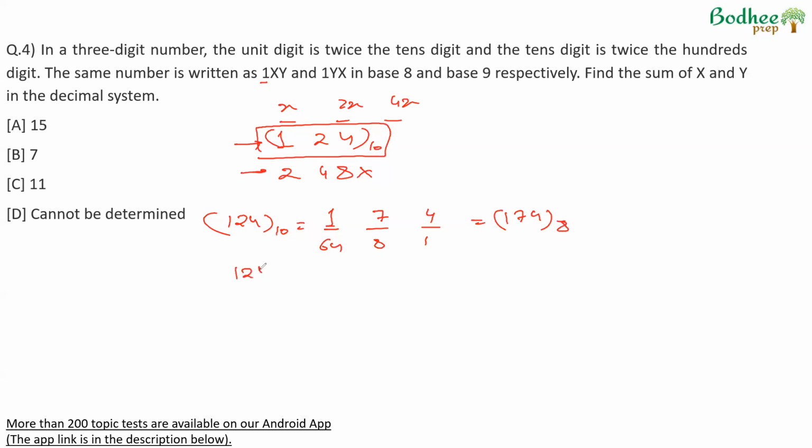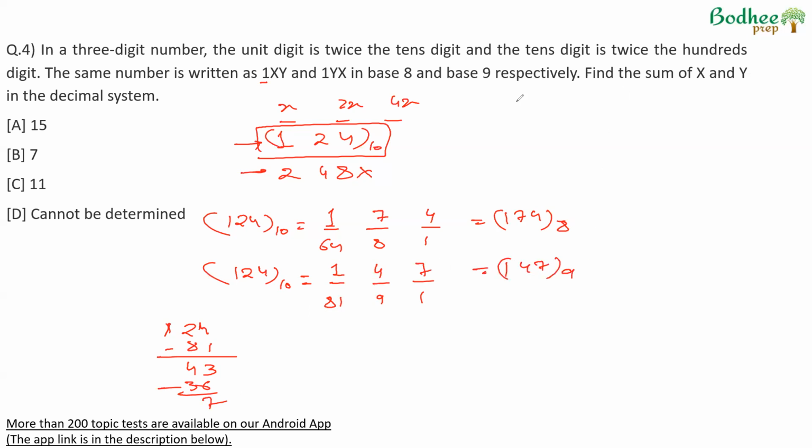If I look at converting it into base 9, the powers are 1, 9 and 81. 81 divides 124 once. 124 minus 81, we are left with 43. 9 divides 43 4 times. 9 fours are 36. 43 minus 36 is 7. 147. This is 147 in base 9.